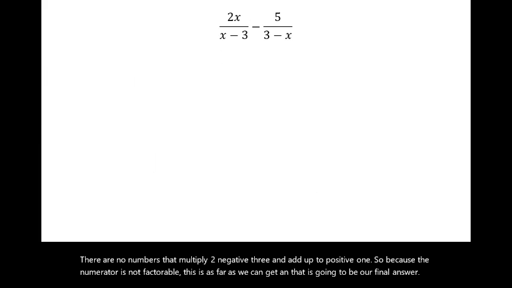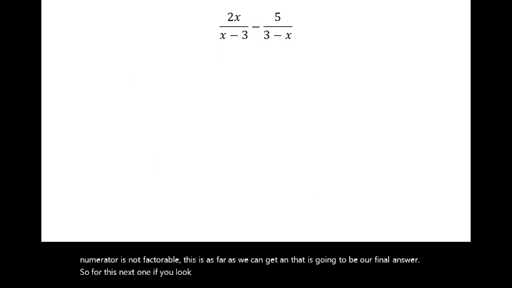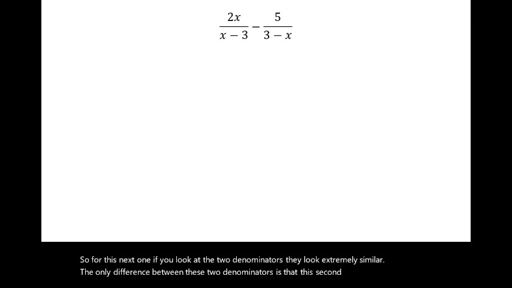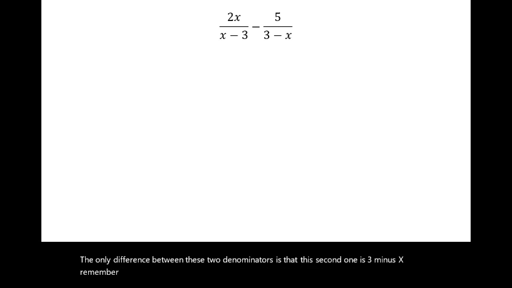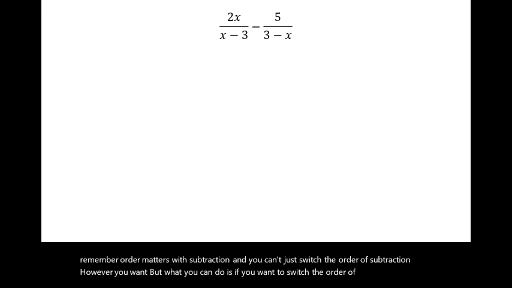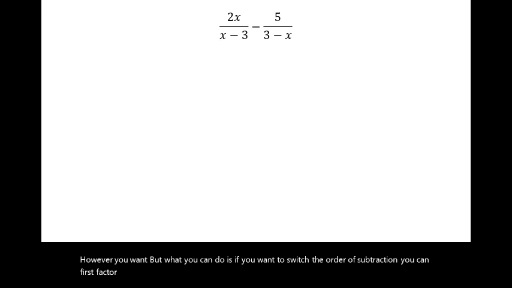So for this next one, if you look at the two denominators, they look extremely similar. The only difference between these two denominators is that this second one is a 3 minus x. Remember, order matters with subtraction, and you can't just switch the order of subtraction however you want. But what you can do is if you want to switch the order of subtraction, you can first factor out a -1. So that's what I'm going to do first.